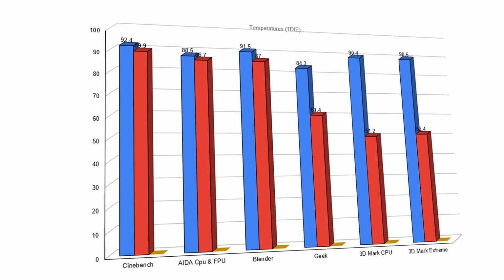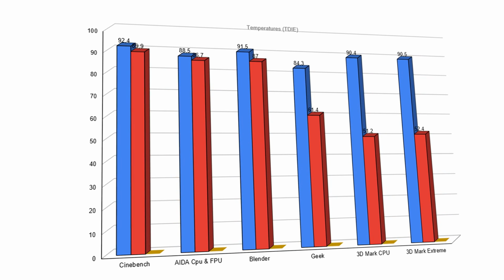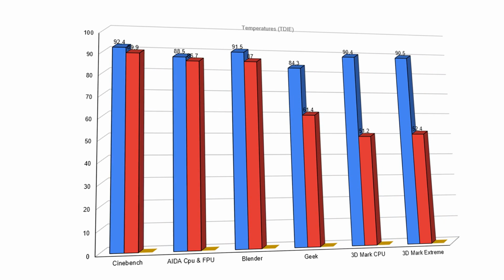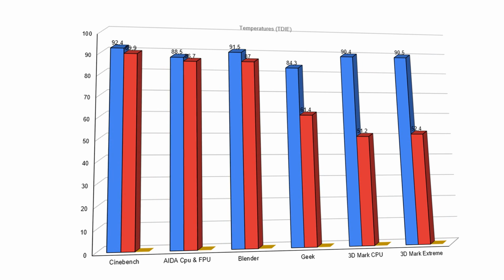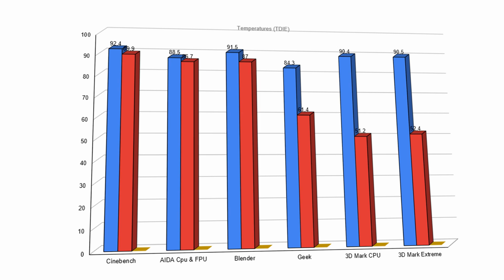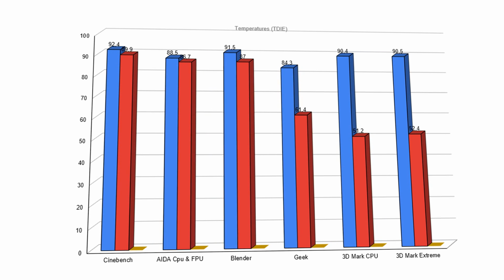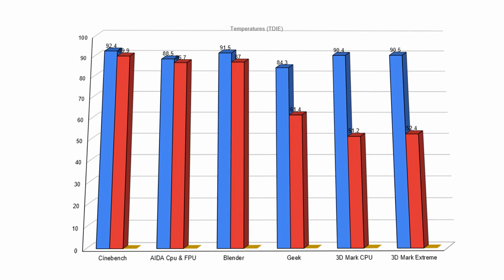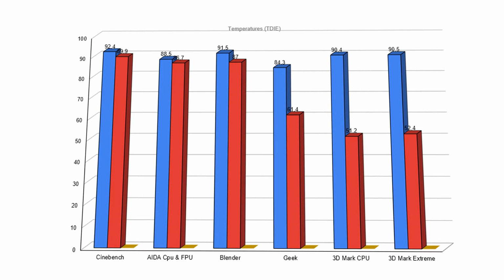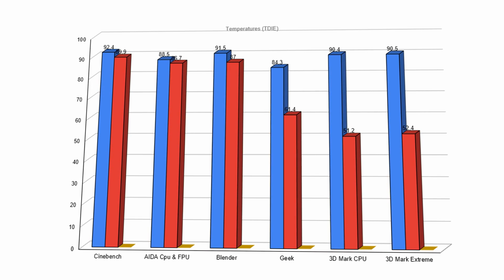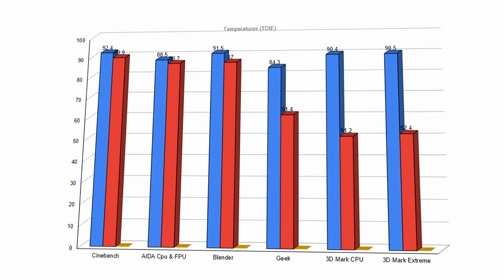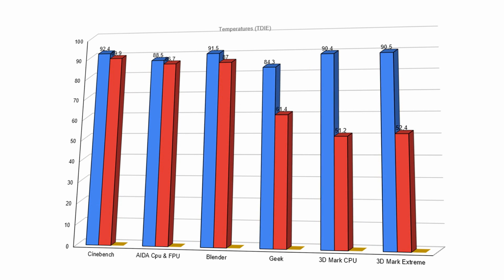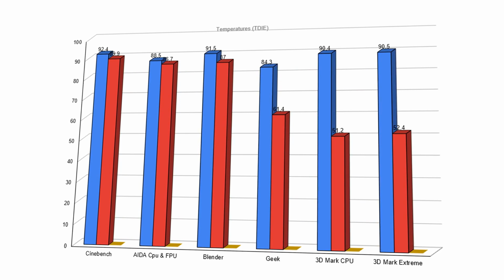Onto the statistics on the CPU for testing. Cinebench came in at a 92.4 maximum with an average of 89.9. For Ada CPU and FPU benching, we had an 88.8 and 86.7 respectively. Blender did also hit quite high on 91.5 and then the average being 87. Geekbench a little bit more forgiving on an 84.3 with an average of a 61.4, but this is to be expected because it's testing different zones. And then on the 3D Mark CPU, we had a 90.4 with a 51.2. And again, we would expect that because there are drops where the CPU is not using all cores. And then on 3D Mark Extreme, we had a 90.5 with a 52.4.